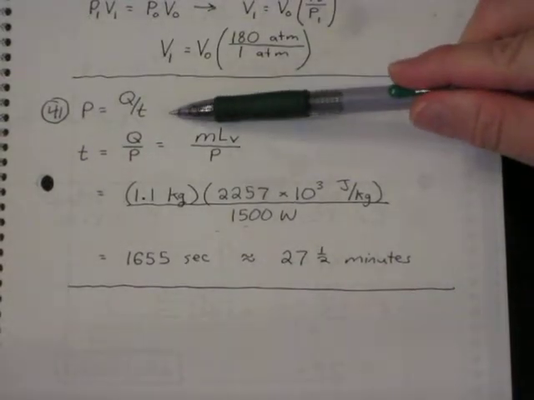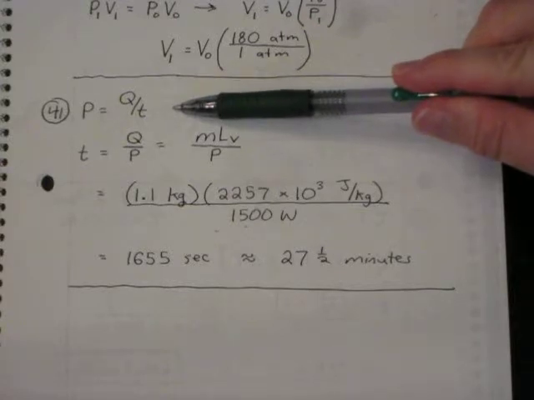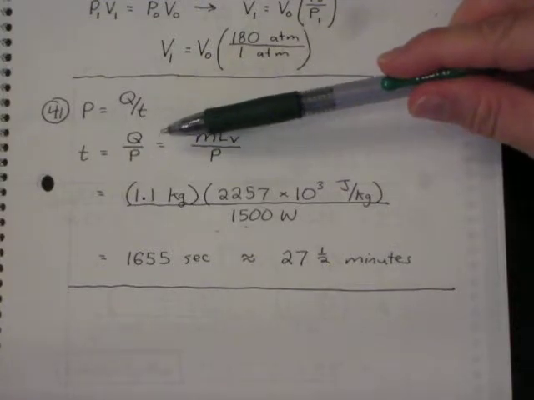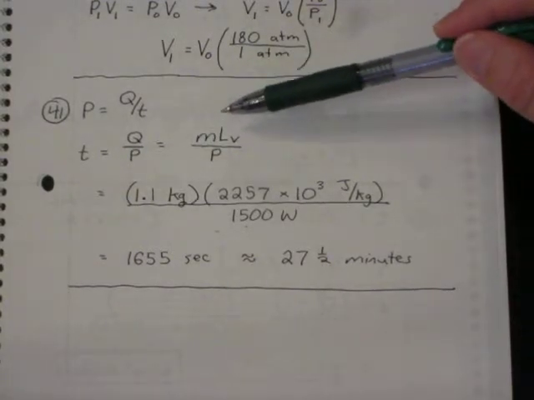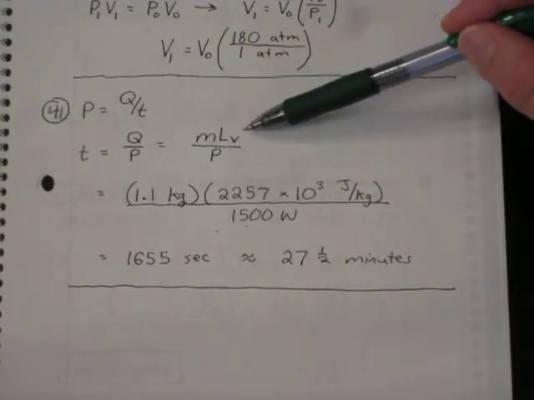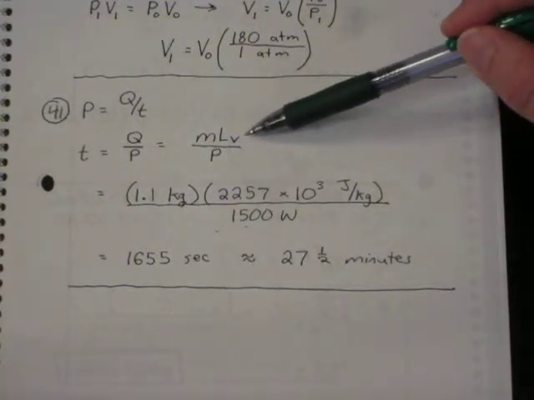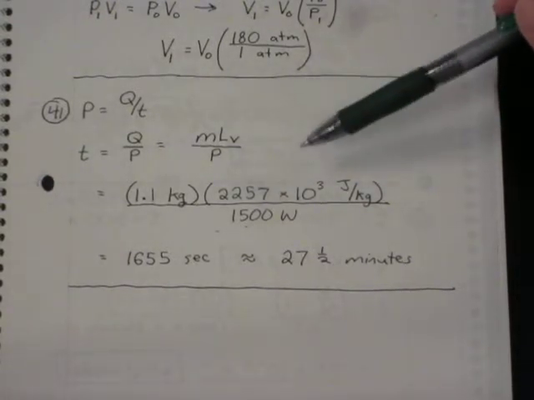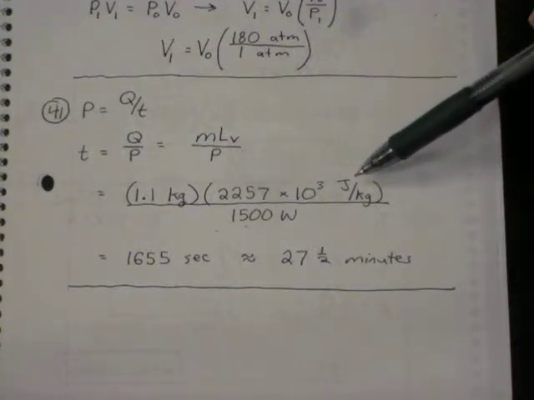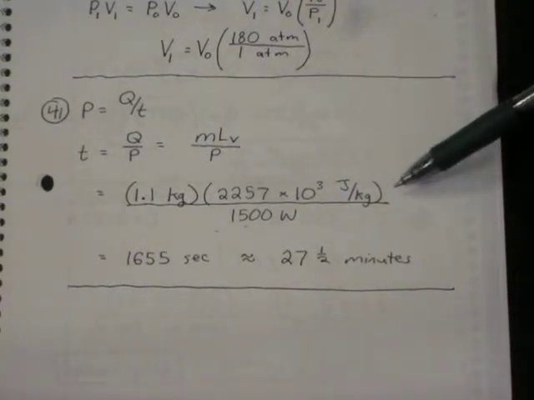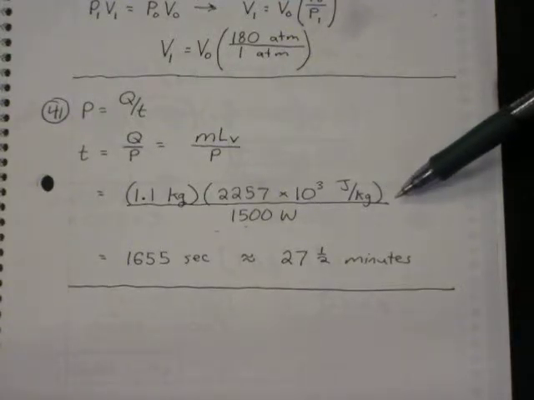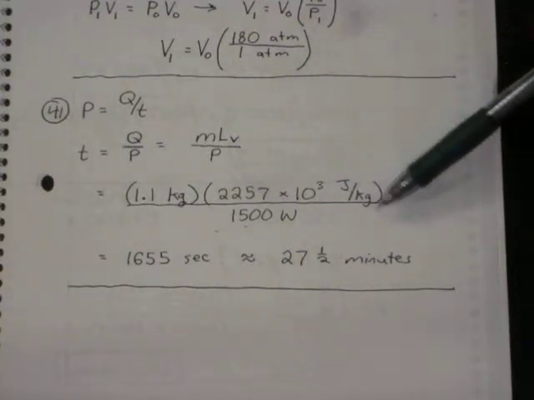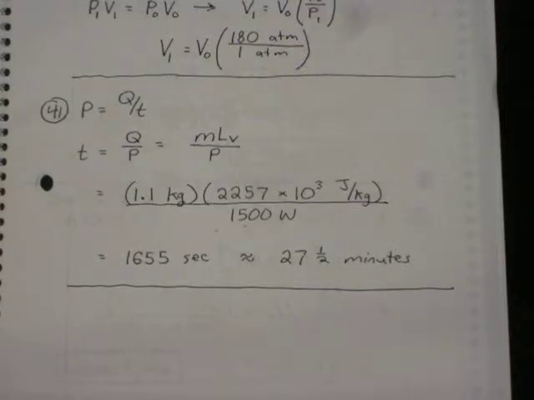We recognize that power is going to be heat divided by time. Question is asking how much time, so let's solve this for t. We have t equals Q over P, and if we're boiling, Q is going to be mass times the heat of vaporization, m times L sub V over P. Plug in the values. 1.1 kilograms times, for water, 2257 times 10 to the 3rd joules per kilogram. The numerator here will give you how many joules are required. But then we divide by the power of 1500 joules per second, and we get 1655 seconds, which is about 27.5 minutes.